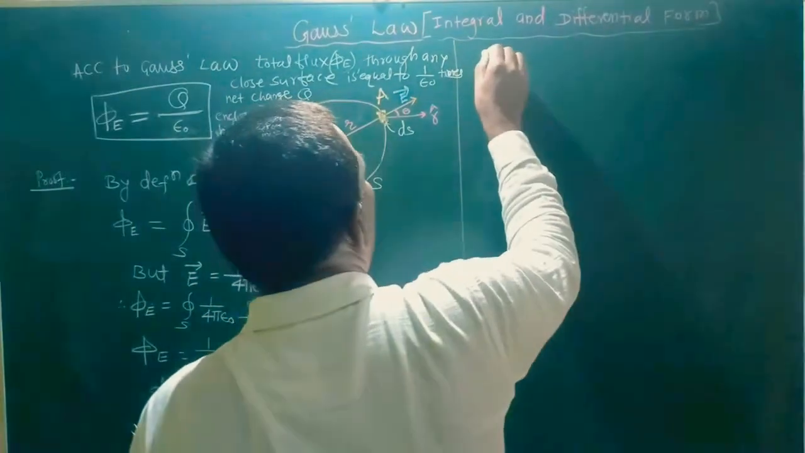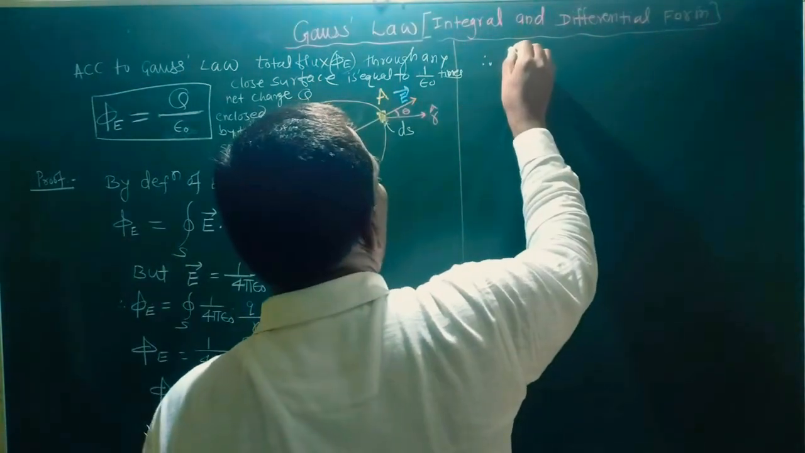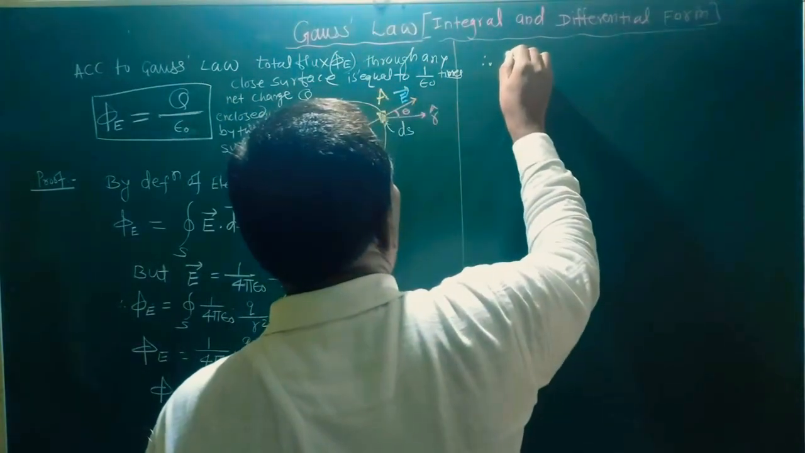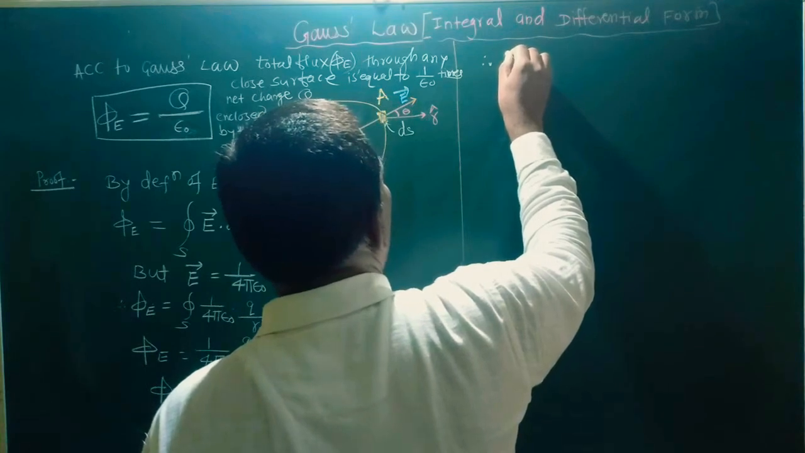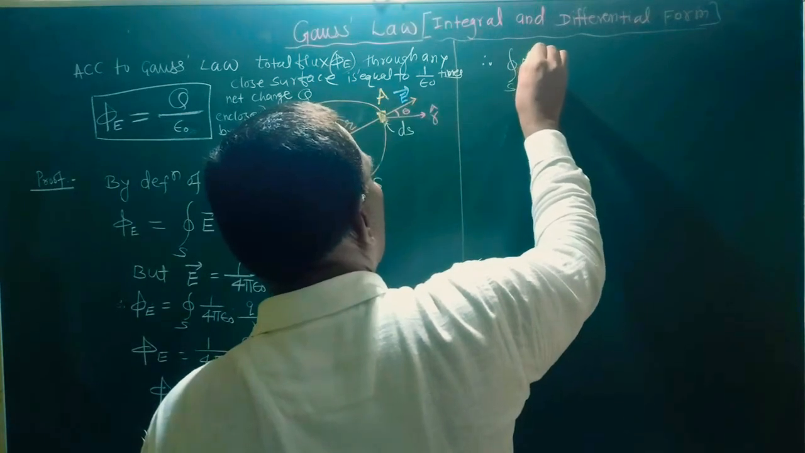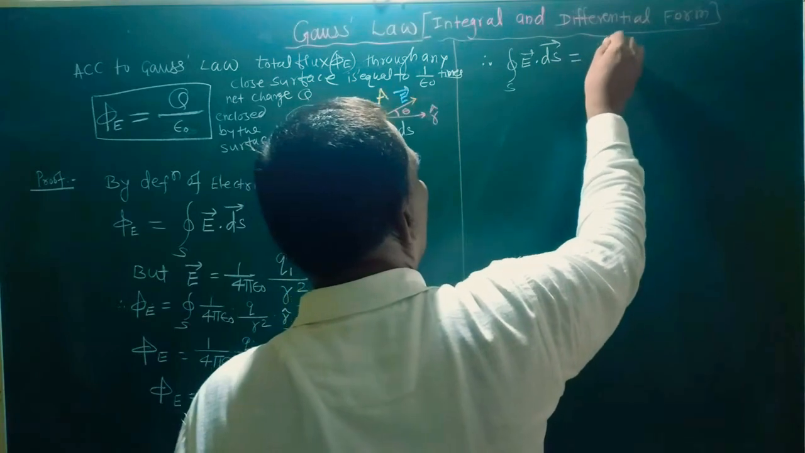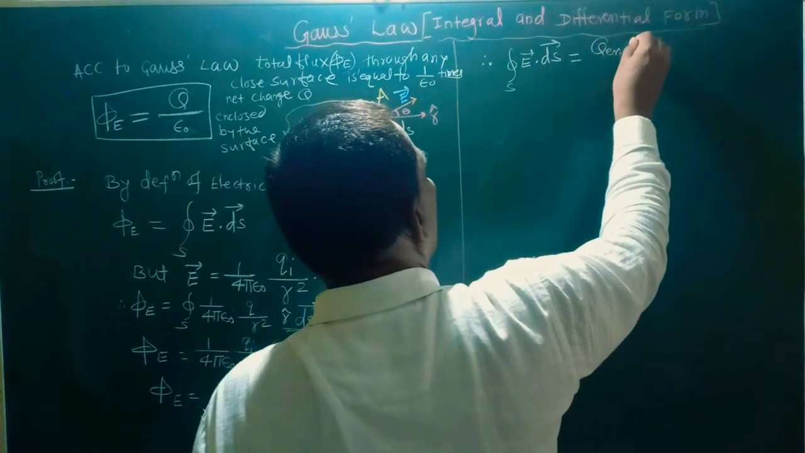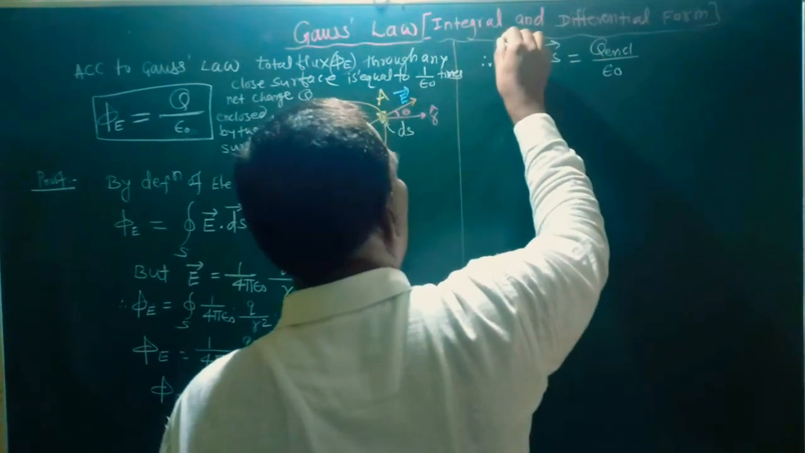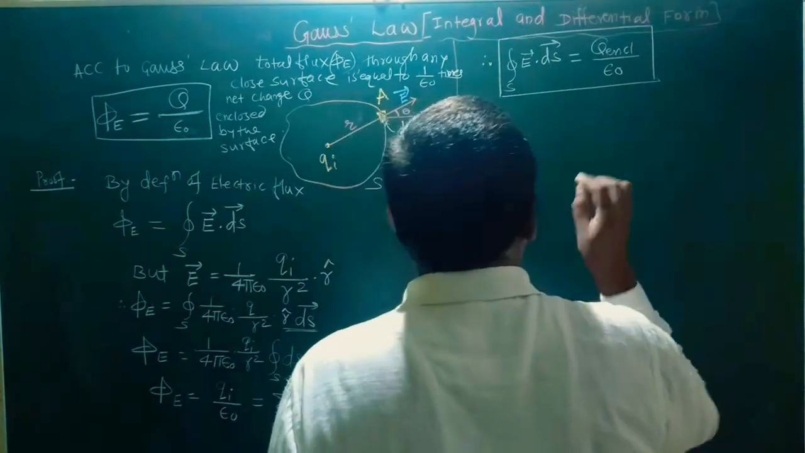Therefore, what is phi? Phi is nothing but the electric flux, the surface integration of E bar dot ds bar, which is equal to q enclosed divided by epsilon naught, and this is the integral form of Gauss law.